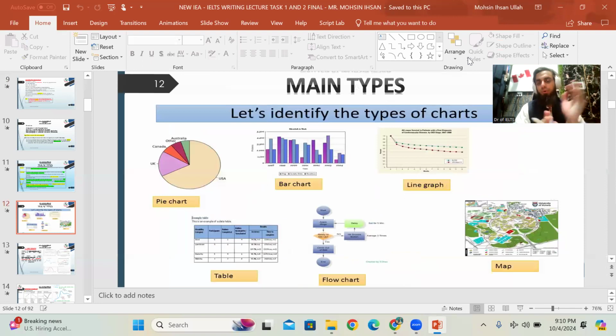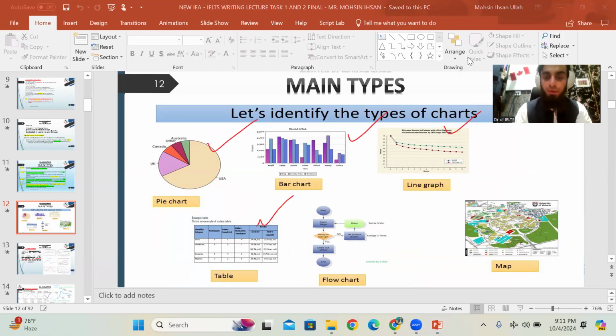One diagram or two diagrams will be given to you, and you will be asked to describe it in 150 words. Now, diagram descriptions are very easy, comparatively, to essay writing, because here the whole scenario, the picture, will be in front of you. You will only be supposed to describe it, right? So that's not difficult.